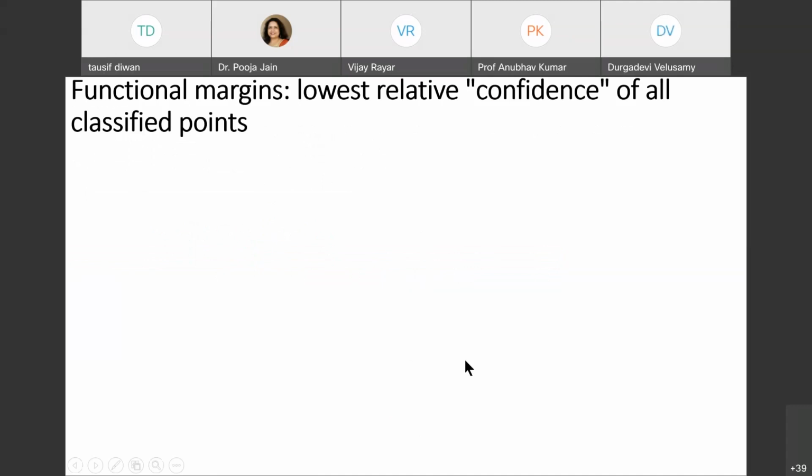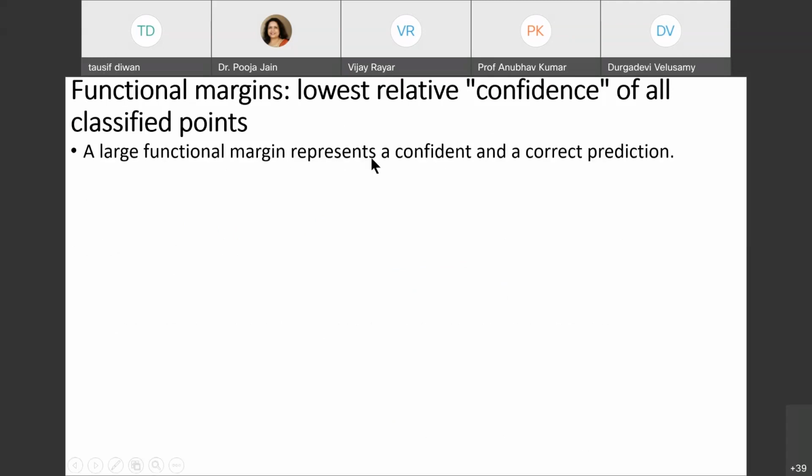Now, two important concepts that we will discuss. The first one is functional margin and the second one is geometric margin. Functional margin is nothing but the lowest relative confidence of all the classified points. It means that the classification being done correctly is accomplished with the help of functional margin. Now we will see what this functional margin is.